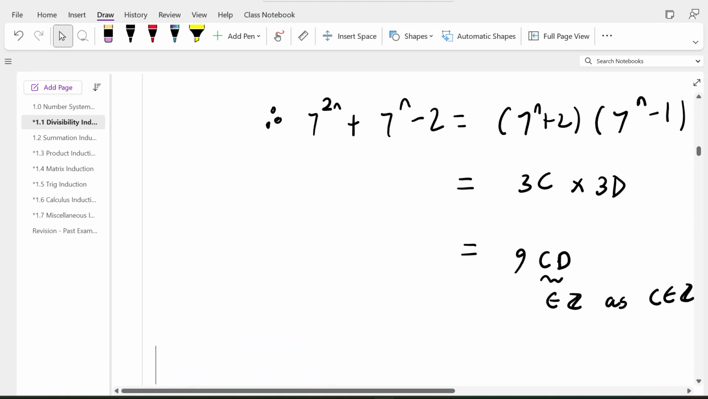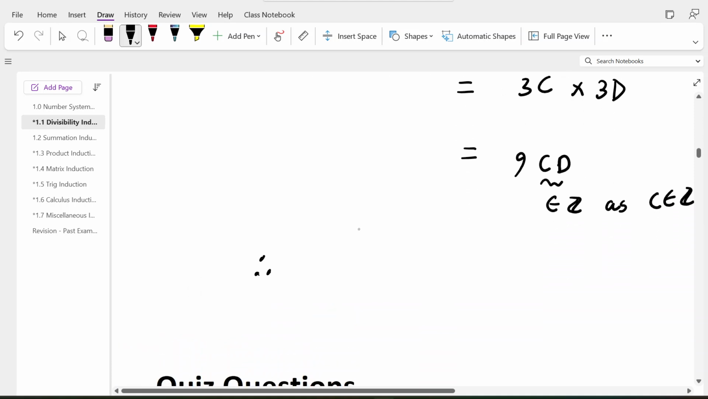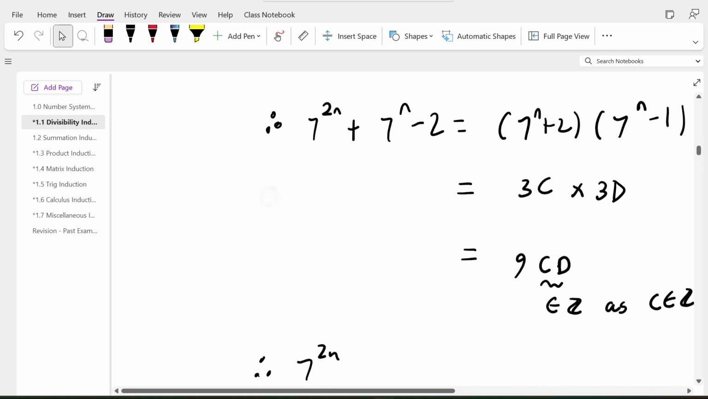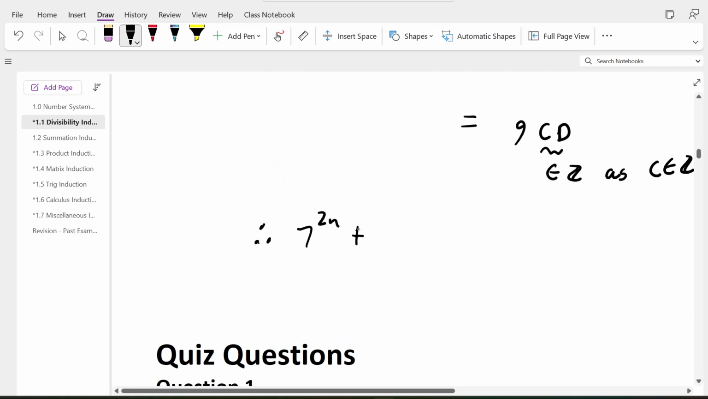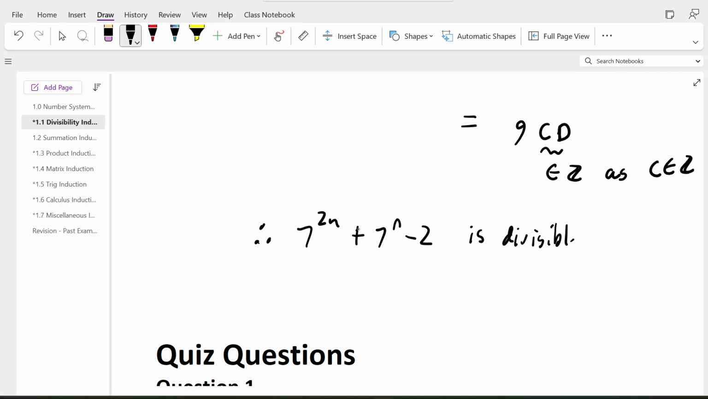And then we can just finish that off. So therefore, 7 to the 2n plus 7 to the n take 2 is divisible by 9. Cool. All right.